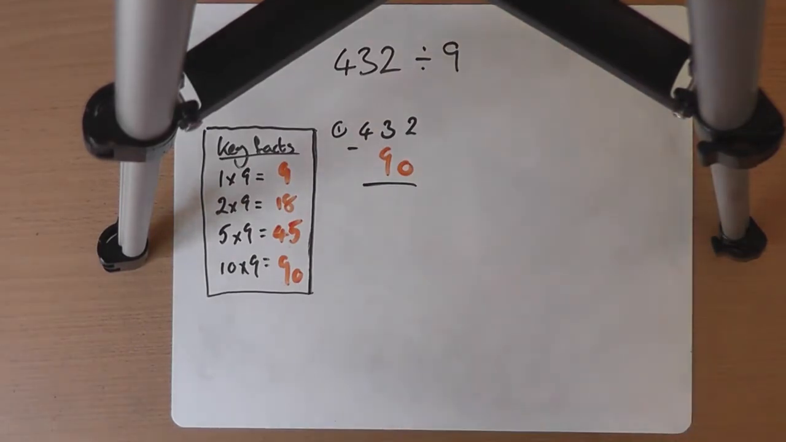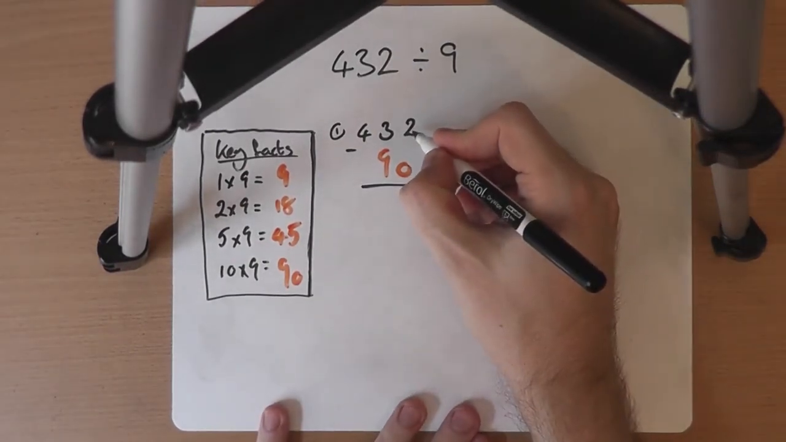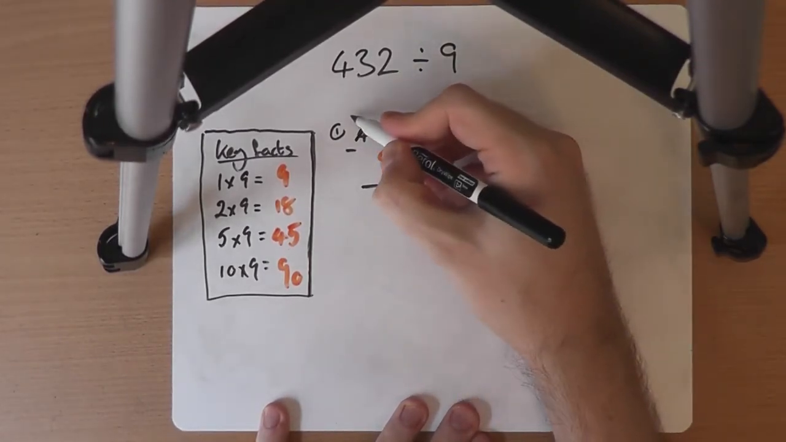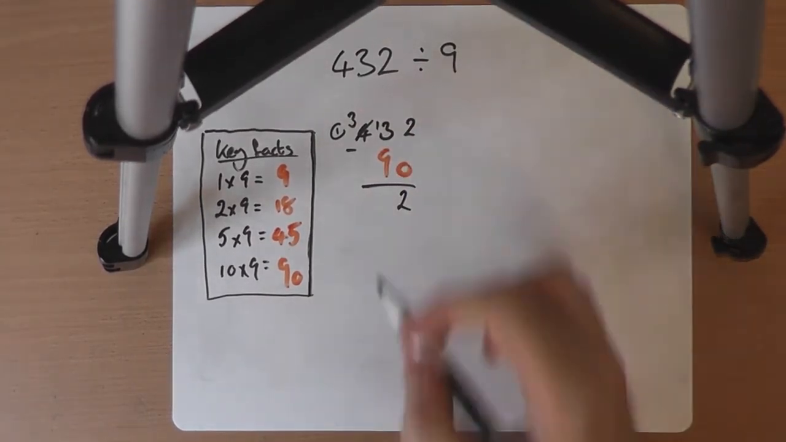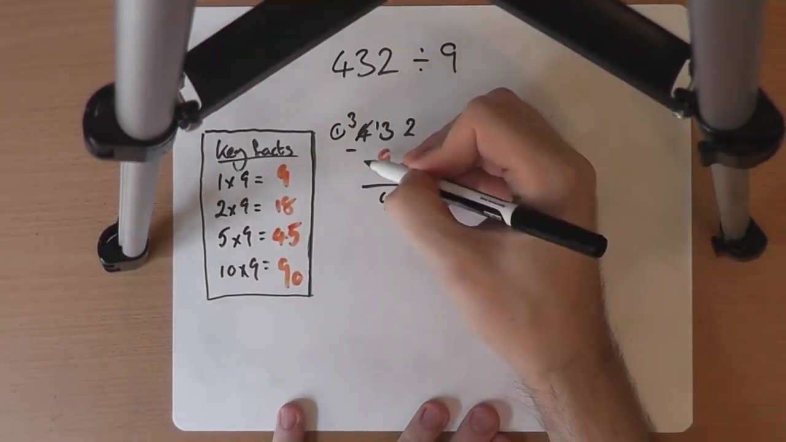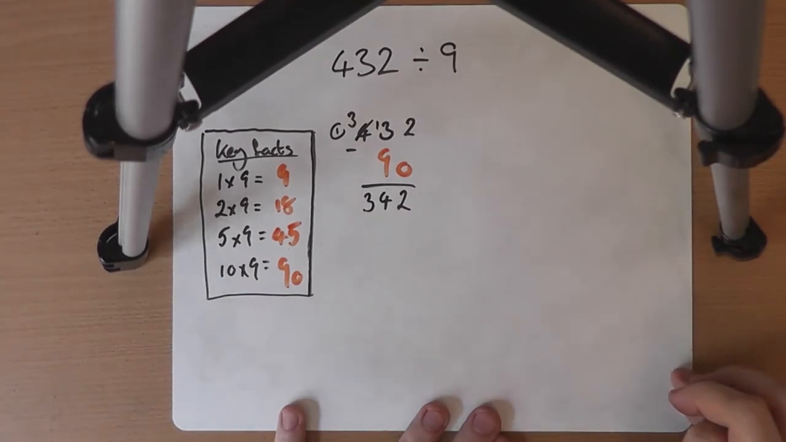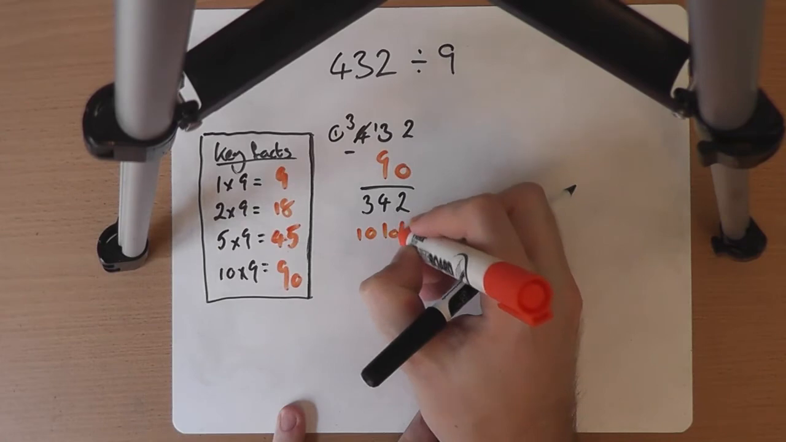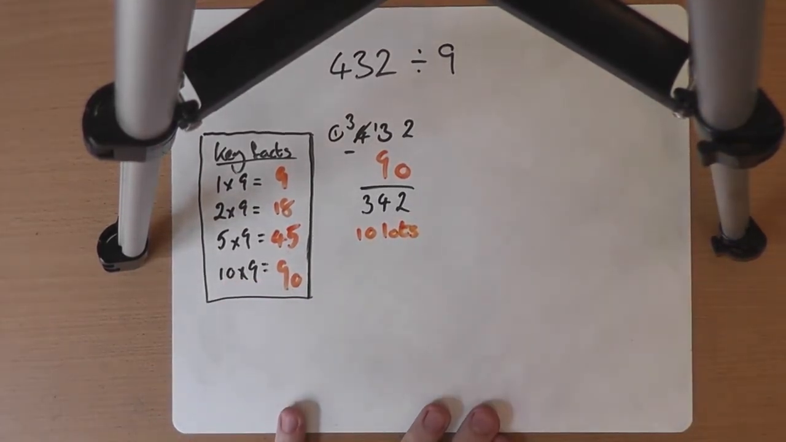Again, I'm going to set it up in my columns. That's personal preference, whether you want to or not, as long as you get the right answer. 2 take 0 is 2. 3 tens take 9 tens we can't do, so I'm going to swap one of those hundreds for 10 tens and have 13 tens. 13 take the 9 leaves me with 4 tens, and then 3 hundreds take 0 hundreds is 3 hundreds. And we need to make a note of how many we've taken away. Well, we've taken away 10 lots, because 10 nines were 90. That's where that fact came from.